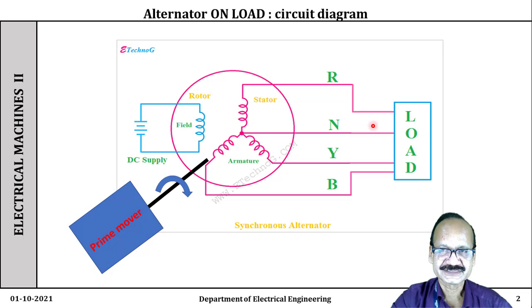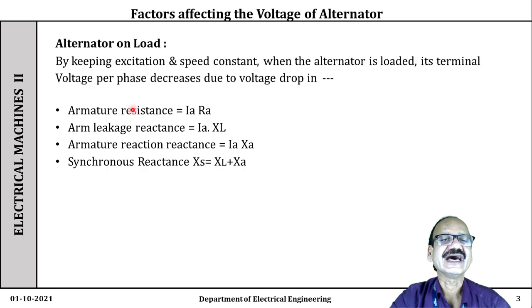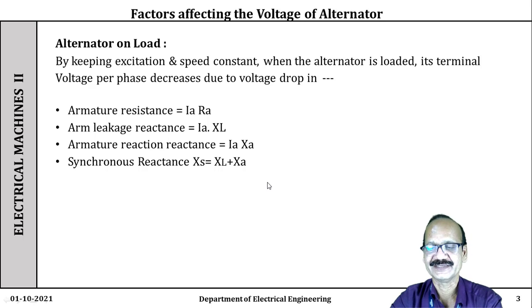Then we can develop the relations from this. Now here, by keeping the speed constant and the excitation constant, if we load the alternator, its terminal voltage falls because of the voltage drops taking place in the various parts as shown. The voltage drop due to the armature resistance is IA RA. The next voltage drop is due to the leakage reactance, IA XL, and the third voltage drop is due to the armature reaction reactance, IA XA. The combination of XL, the leakage reactance, and XA, the reactance due to armature reaction, is known as synchronous reactance. Thus the synchronous reactance XS equals XL plus XA.